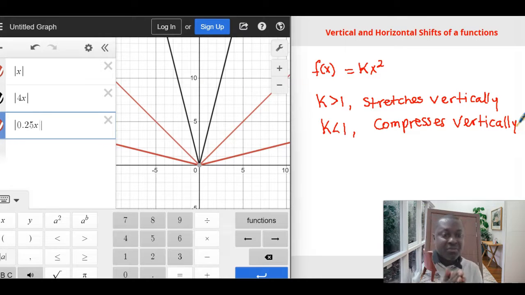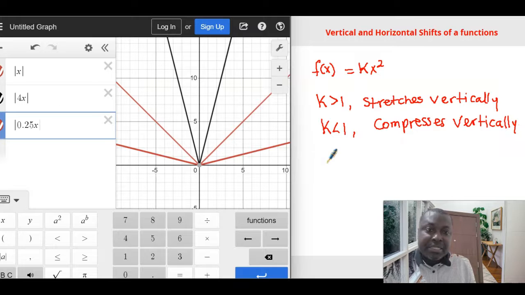We have seen this before when we were doing the translation. Realize that anytime it's inside the function, inside the parenthesis if it happens to be quadratic, or inside the absolute function, they behave a little opposite. And you can check that video out to get more understanding.